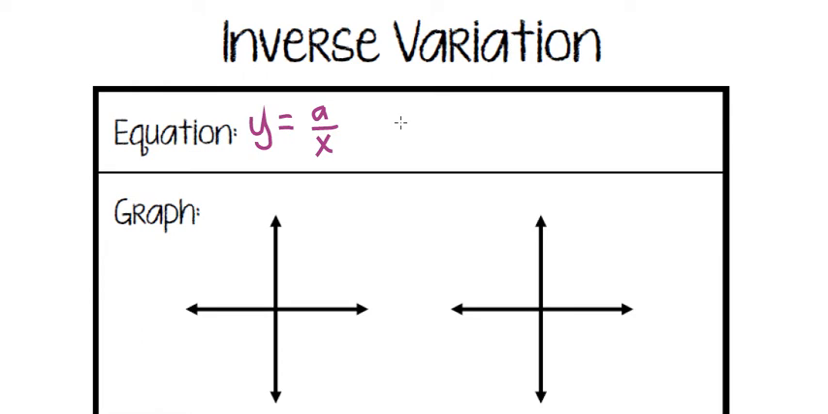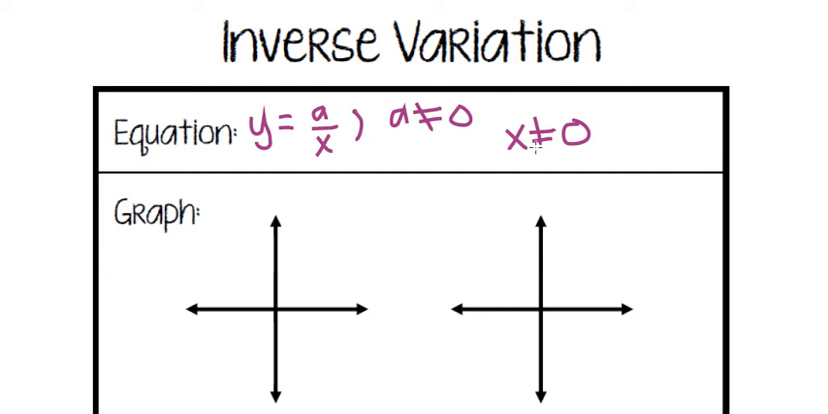So in inverse variation, there's a couple rules. A still cannot equal 0. And in this one, x also cannot equal 0. And the reason for that is you can't have 0 in the denominator of a fraction. If you try to divide that, you're going to get an error. So what's going to happen is that these are all going to have vertical asymptotes when you graph them at that value of x equals 0. So that vertical line at 0 is going to be a vertical asymptote.